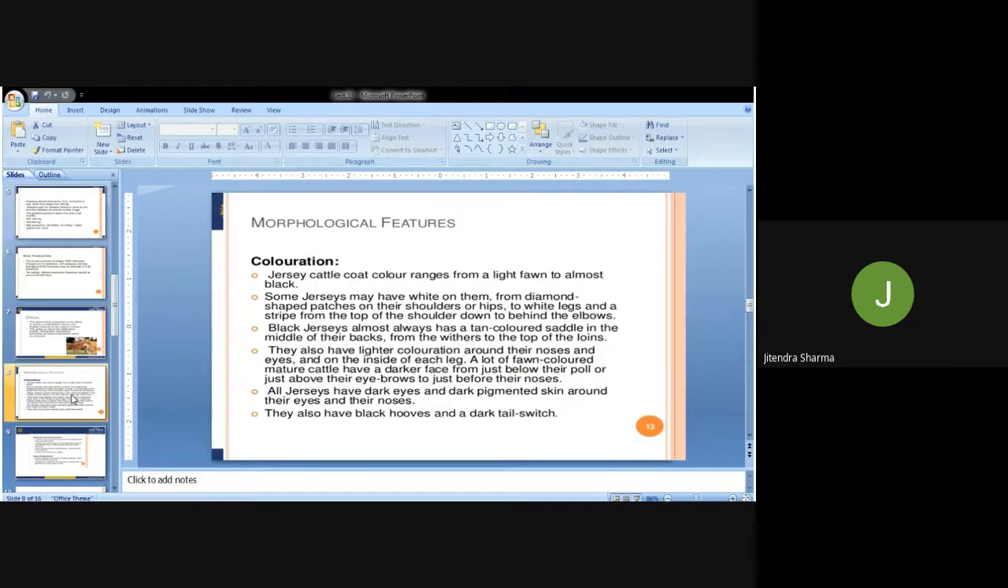Coloration: Jersey cattle coat color ranges from light brown to almost black. Some Jerseys may have white diamond-shaped patches on their shoulders and hips, or white legs and a strip on the top of the shoulder down from behind to the elbow. Black Jerseys often have a tan saddle in the middle of their black back from withers to top line. They also have lighter coloration around their noses and eyes and on the inside of each leg. A lot of fawn-colored mature cattle have a darker face from just below their poll or just above their eyes.